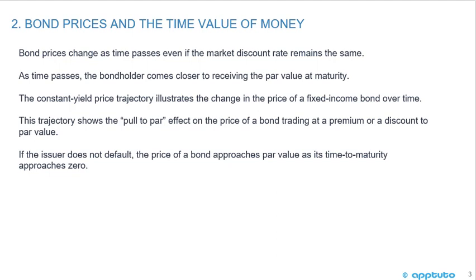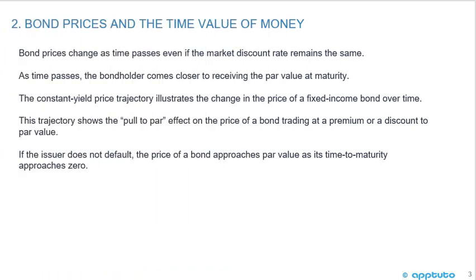If the issuer does not default, the price of a bond approaches par value as its time to maturity approaches zero. Again, we saw this before when we looked at the accounting for bonds when they were issued at a discount or a premium, because we need to amortize that discount or premium over time.